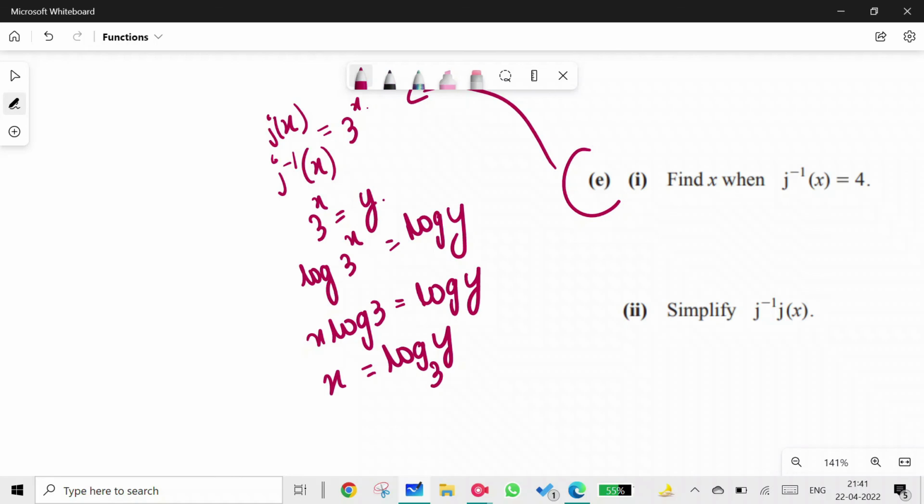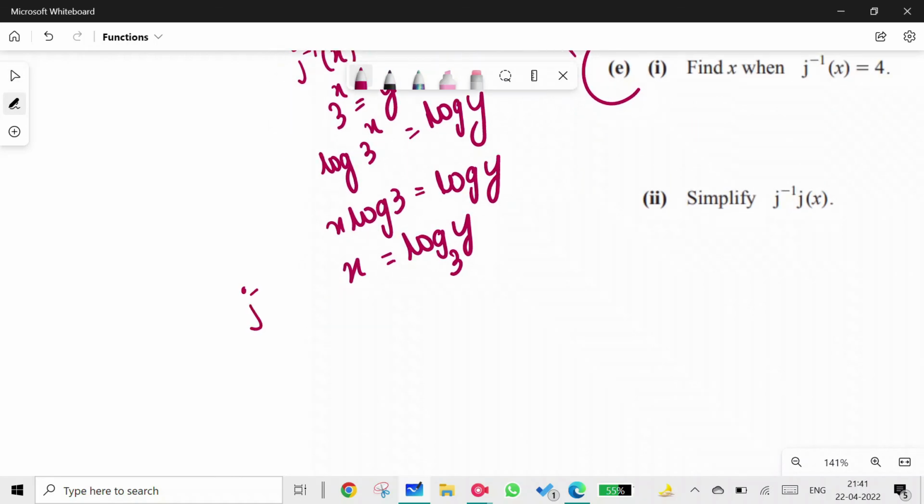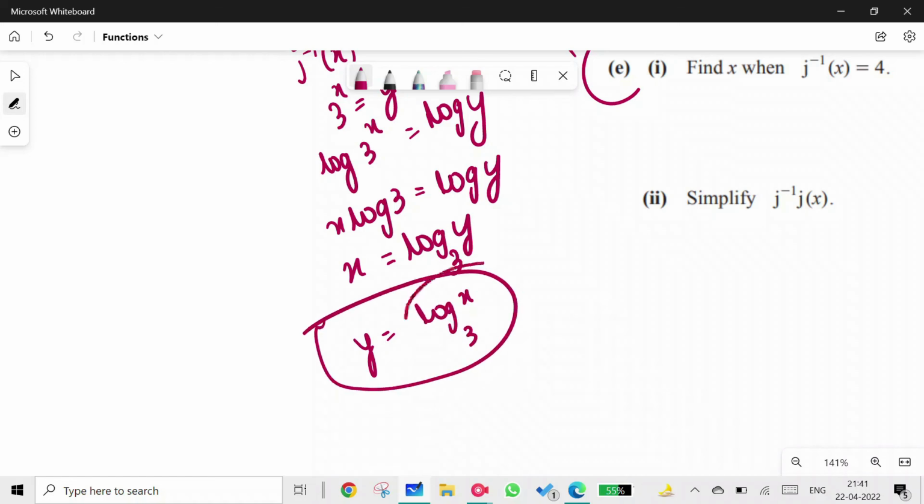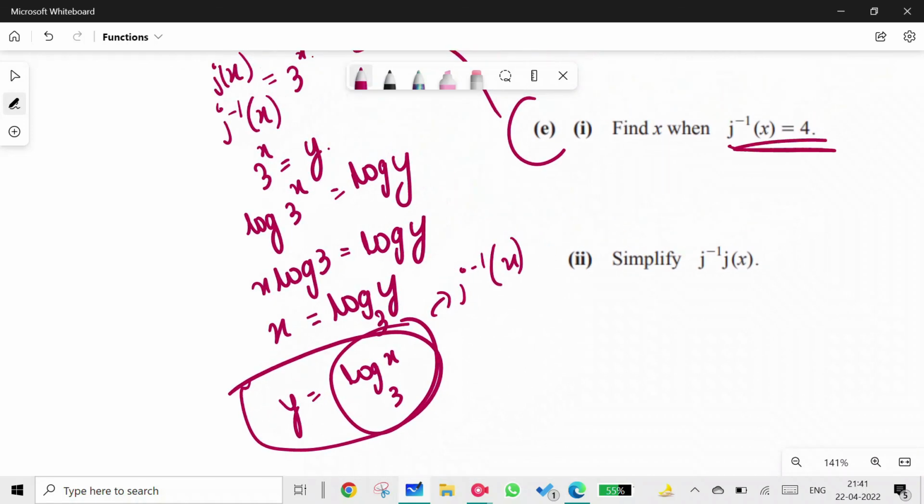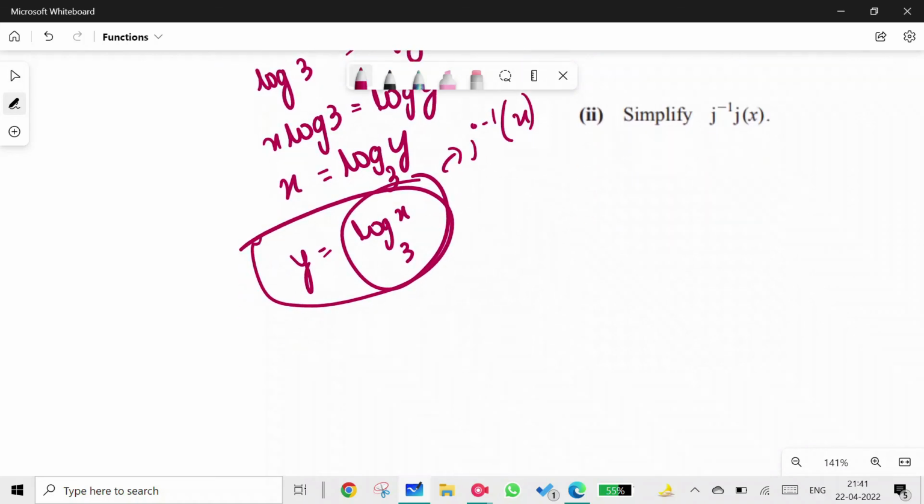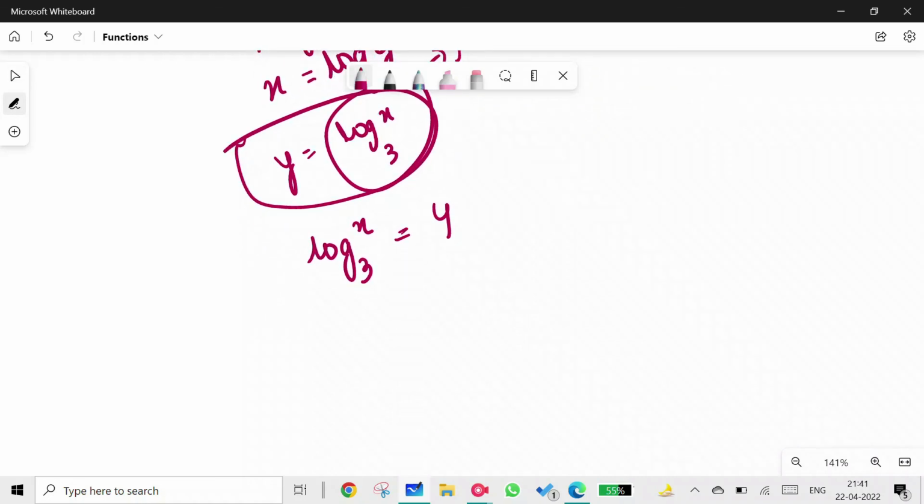Take log 3 on the other side, you get log y to the base 3. So this is j inverse of, wait, you need to switch the alphabets. So let's do that. So that is y equal to log x to the base 3. So this is j inverse of x. Now they've asked you to equate it to 4 so that you find the value of x. So let's do that. Log x to the base 3 equated to 4. Get rid of the log, you get x equal to 3 power 4. So x equal to 81 basically.